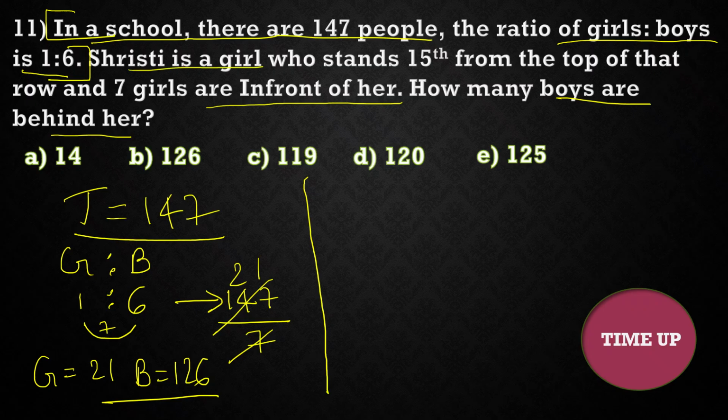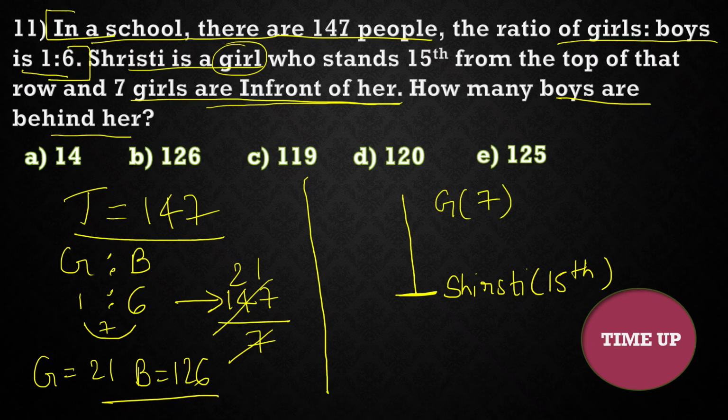Srishti is a girl. They have mentioned this is a girl, so we can assume that Srishti is a girl. She stands 15th from the top of that row. This is Srishti, she is 15th from the top, and 7 girls are in front of her. How many boys are behind her?